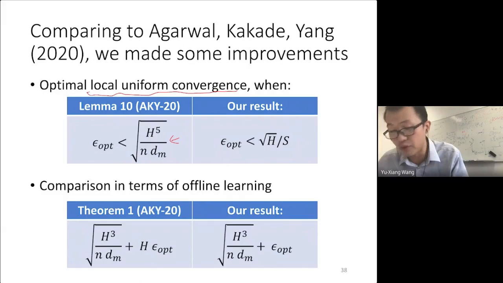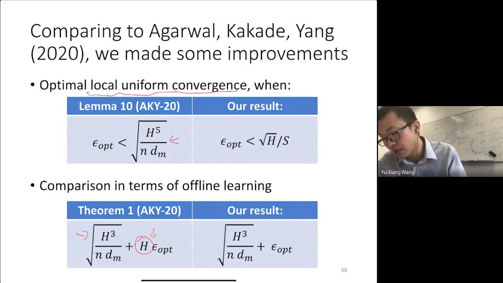And if we just apply these local uniform convergence results to the offline learning problem, you can see that in theorem one, the main result of AKY, they obtain this optimal rate plus this computational term that has an additional factor of H in front of epsilon opt, whereas we managed to knock it off with this additional condition that epsilon opt is small.